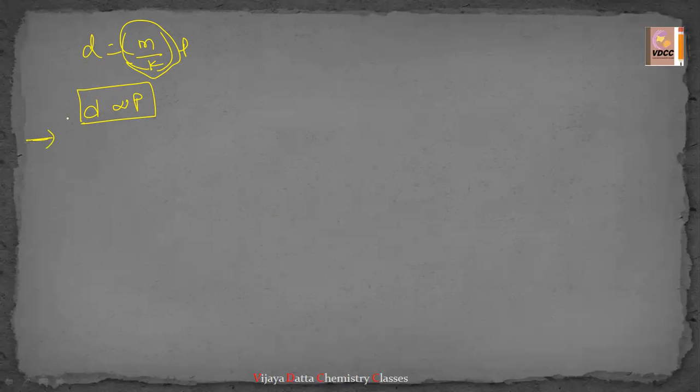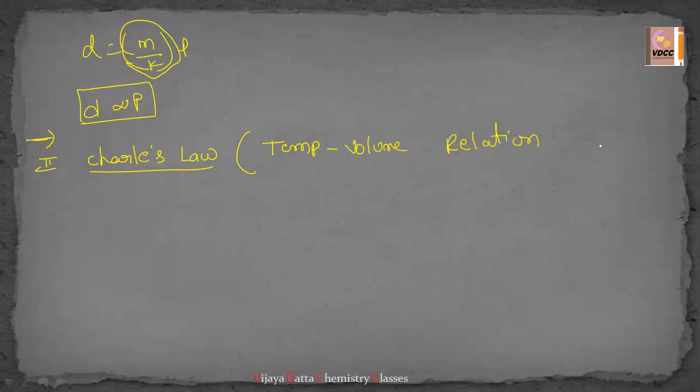Now come to the next one, Charles law. Next law is the Charles law. See here, this Charles law is also known as temperature volume relationship. This is called temperature and volume relationship. In this temperature and volume relationship, this is first given by Charles and Gay-Lussac. These two scientists have performed so many experiments on the gases independently to improve the hot air balloon technology.